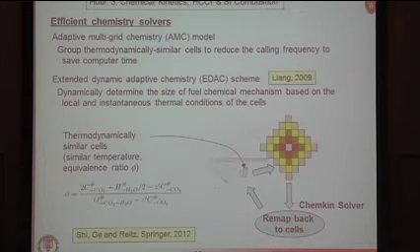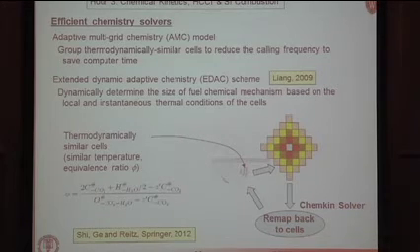So the other thing that has happened recently, and this is going to allow bigger mechanisms to be included into CFD codes, is the use of strategies to speed up the chemistry part of the solver. One of them is adaptive multigrid chemistry, or AMC.